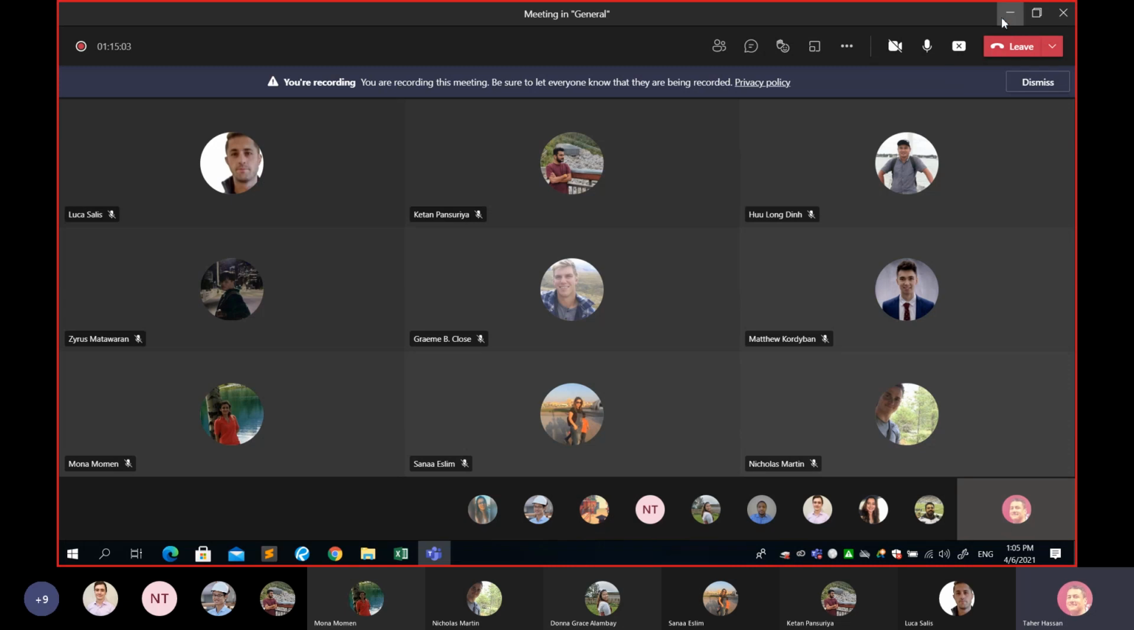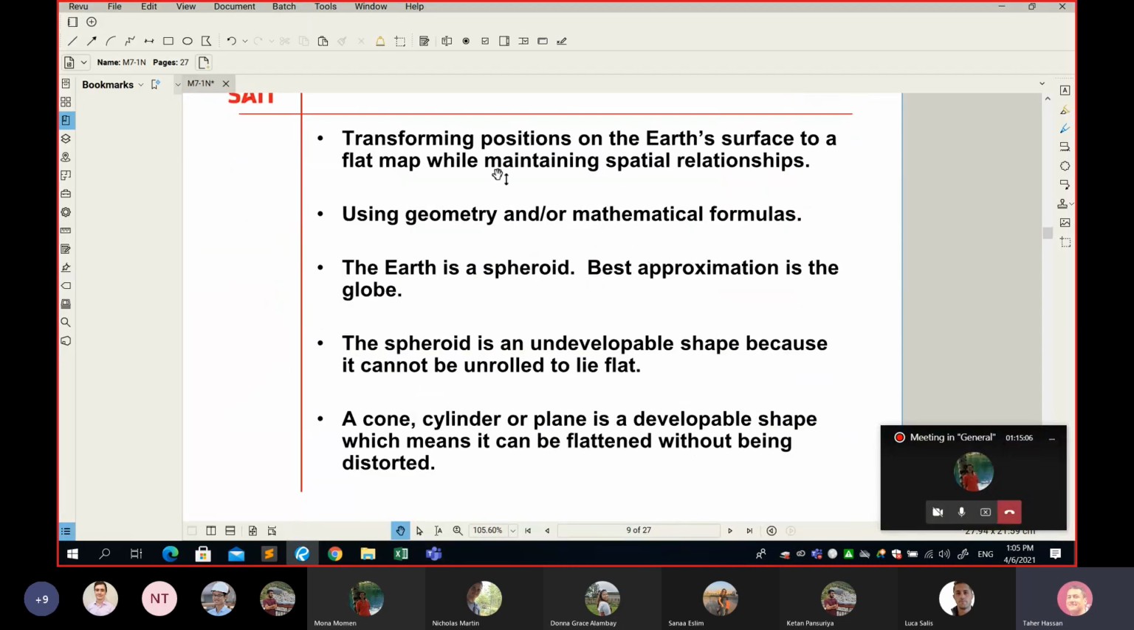Now, here is the discussion. Map projection is simply, the definition is here, a transformation. We're trying to transform or project the positions on the earth, and remember the earth is a curved surface, to a flat map while maintaining the spatial relationships. How to do that? Just like when you hold a light source against your hand and receive the shadow on a paper or maybe a wall. This process is a geometrical process, while we can also use some sort of math to do the transformation.